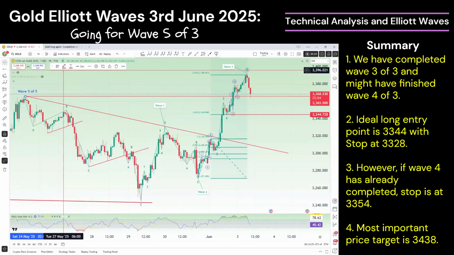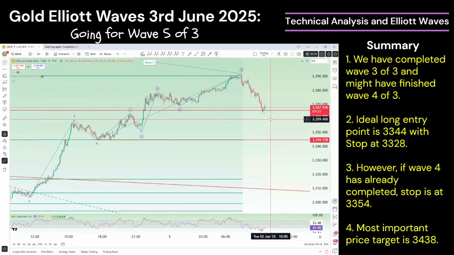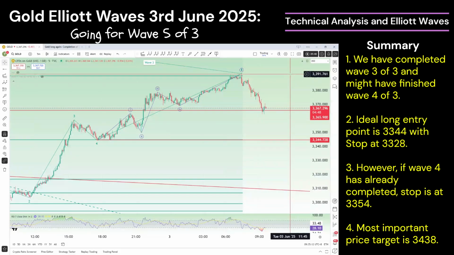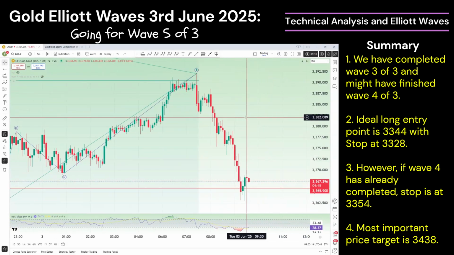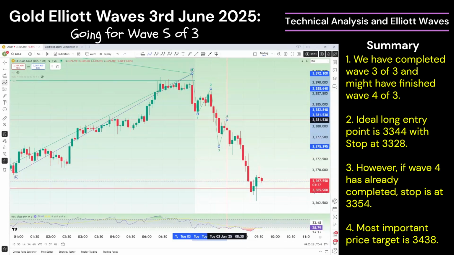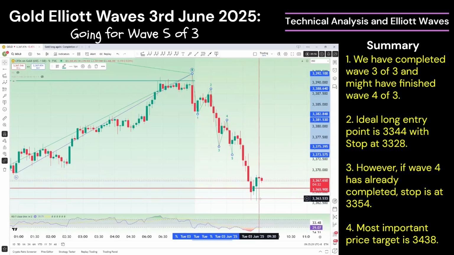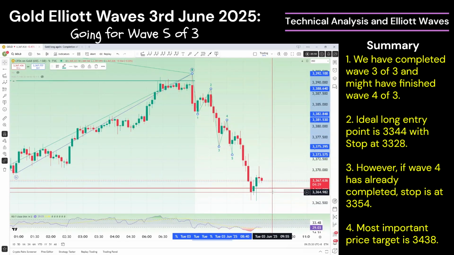So I would say that for now, hold the horses. Let's wait and see whether we can have a clearer entry. Ideally it will hit 3344 before it goes back up. Now, the study of this wave itself, you can take a look at this as 1, 2, 3, 4, 5. And over here we should be going down in another five wave. This is one single impulse.